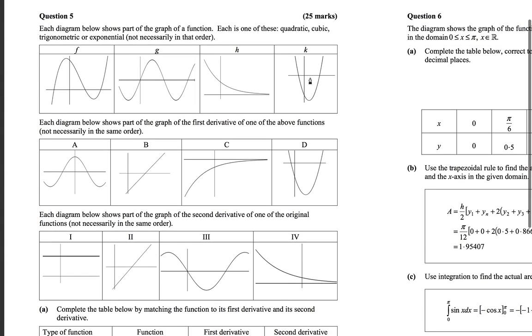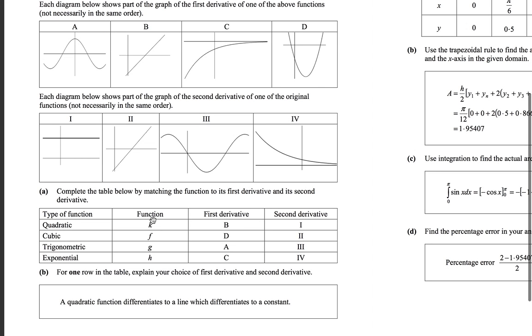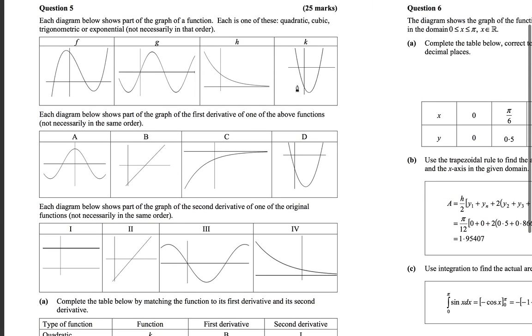So first off, which of these is a quadratic? The smiley face is a quadratic, or alternatively it could be like that. That would also be a quadratic, but it's not. So K is a quadratic. Which is the cubic? Cubic means it has 3 roots, so it touches the x-axis 3 times. So 1, 2, 3. That's the cubic.